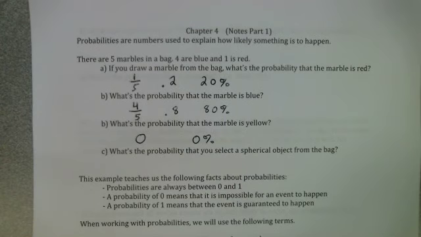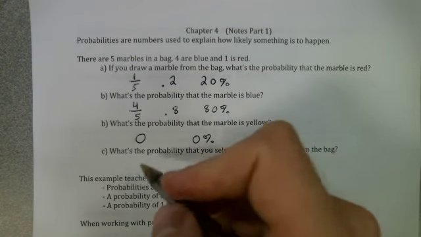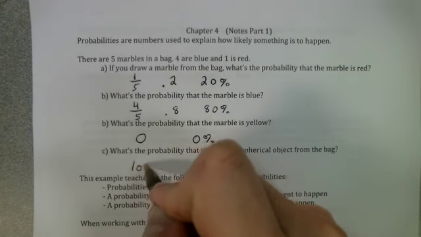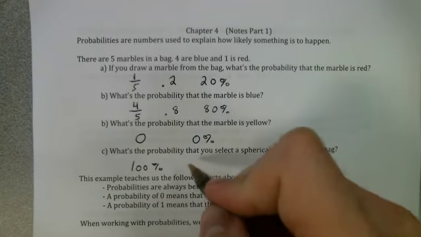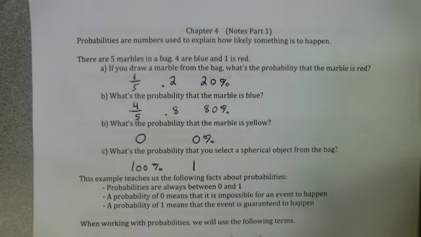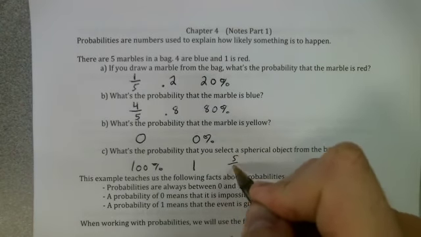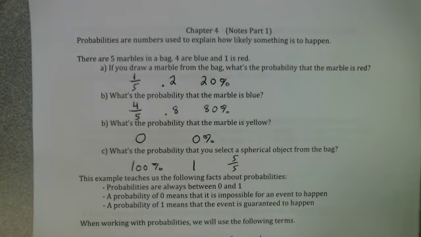And I say, well, what's the probability that you select a spherical object from the bag? Well, all of the marbles in the bag are spheres. If you draw a marble from the bag, you are guaranteed that it is going to be a spherical object. So there is a 100% chance of getting a spherical object from the bag. Or you could write that as a probability of 1, or you could say it's 5/5. However you want to write it is fine.